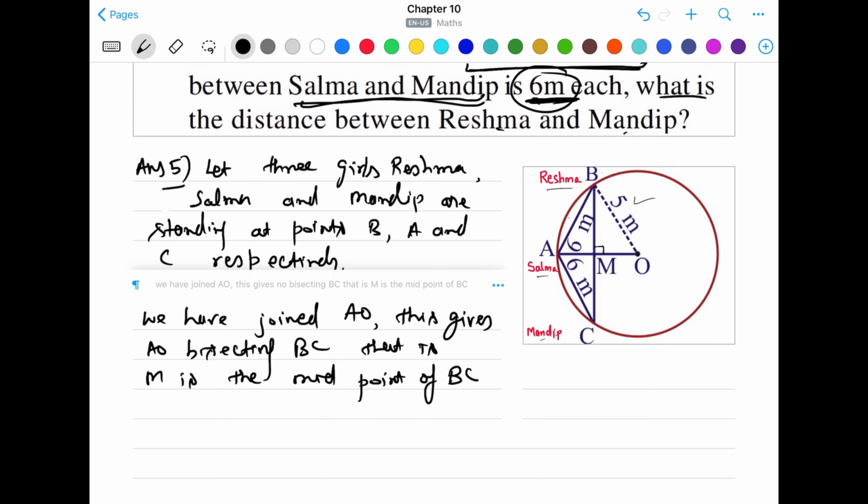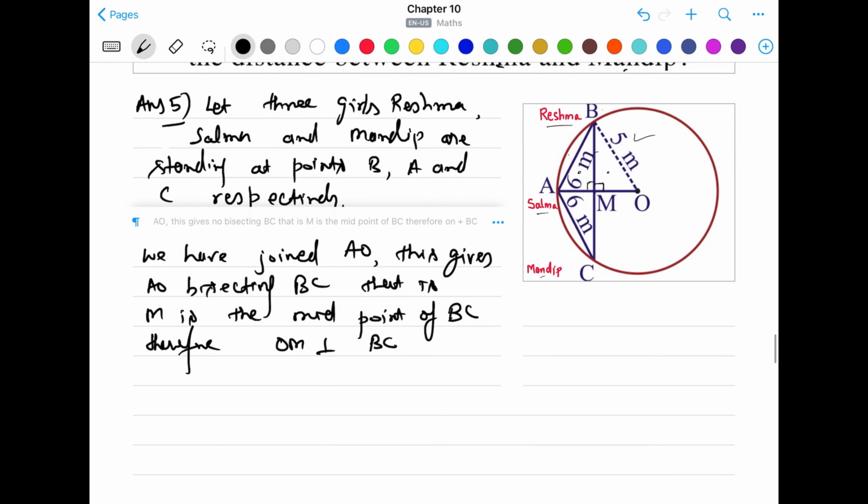Therefore OM is perpendicular on BC. Now using that we can have this angle also as 90 degree. Now in the two triangles, we have two right angles here, first in AMB and second in OMB. So we'll take this triangle AMB and OMB, and apply the Pythagoras theorem in them. With that we'll try to find the value of BM.